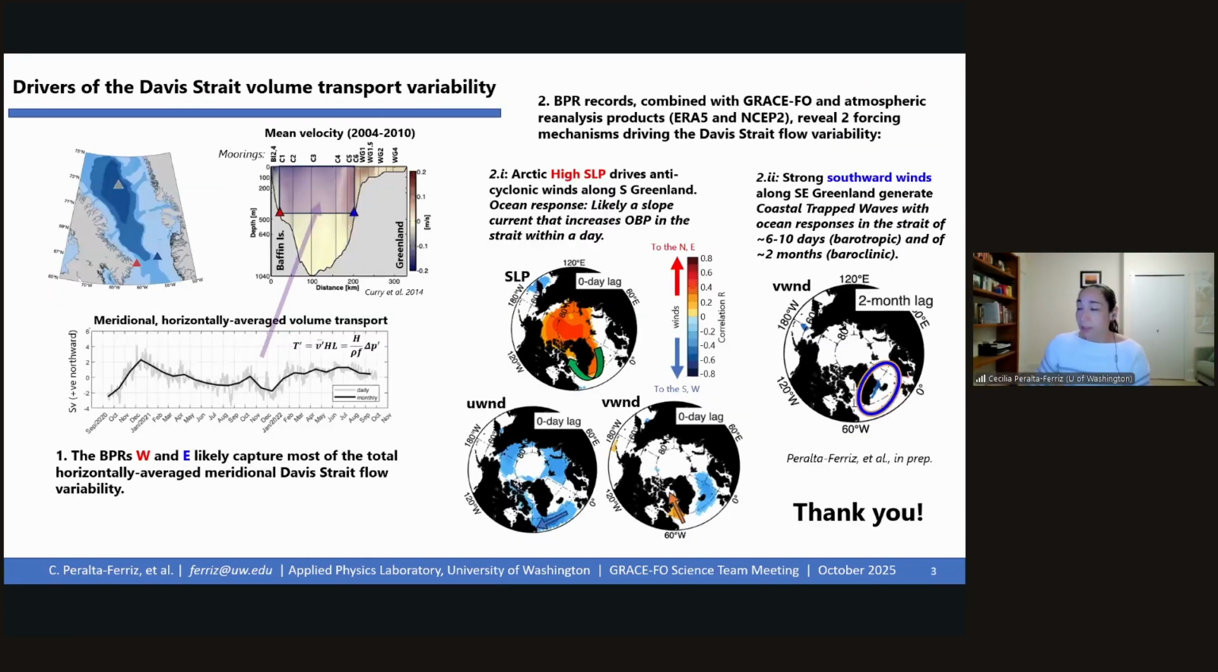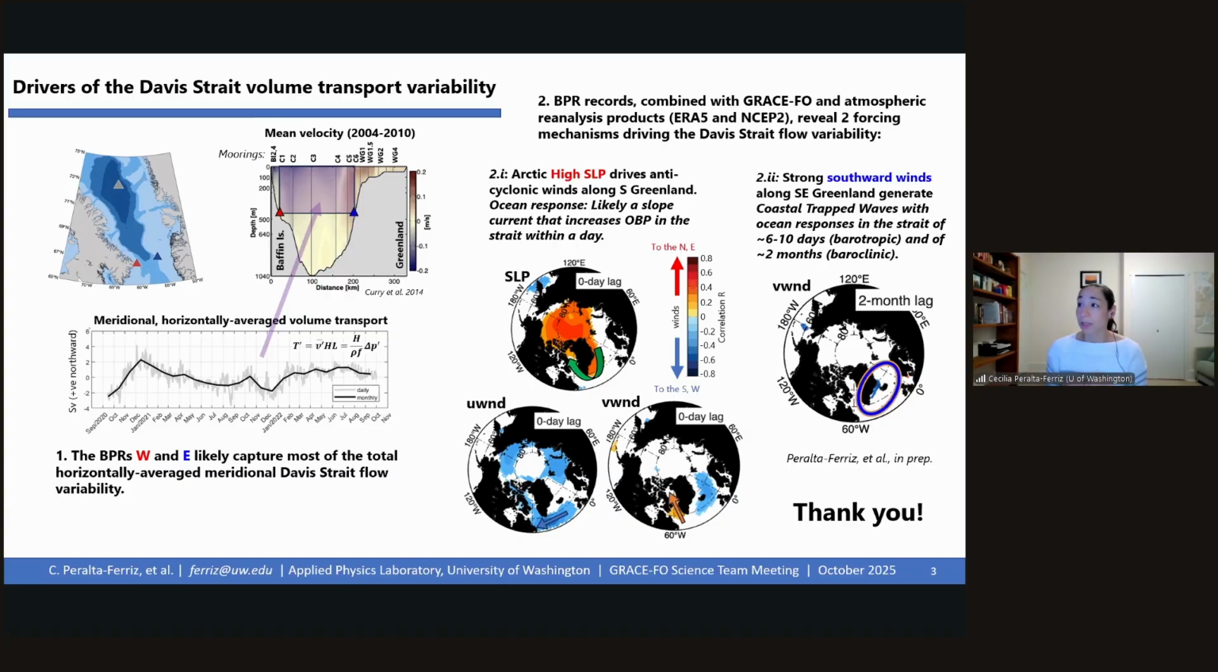And now we take these 2 records from the east and the west, and we're able to compute the meridionally, horizontally average volume transport. And the 2 take-home messages that I want to highlight here, but you will see a complete story in the PDF uploaded, is number 1, that the BPRs west and east likely capture most of the total horizontally average meridional Davis Strait flow variability. The take-home message number 2 is that the records combined with GRACE follow-on and atmospheric analysis data reveal 2 forcing mechanisms driving the Davis Strait flow.